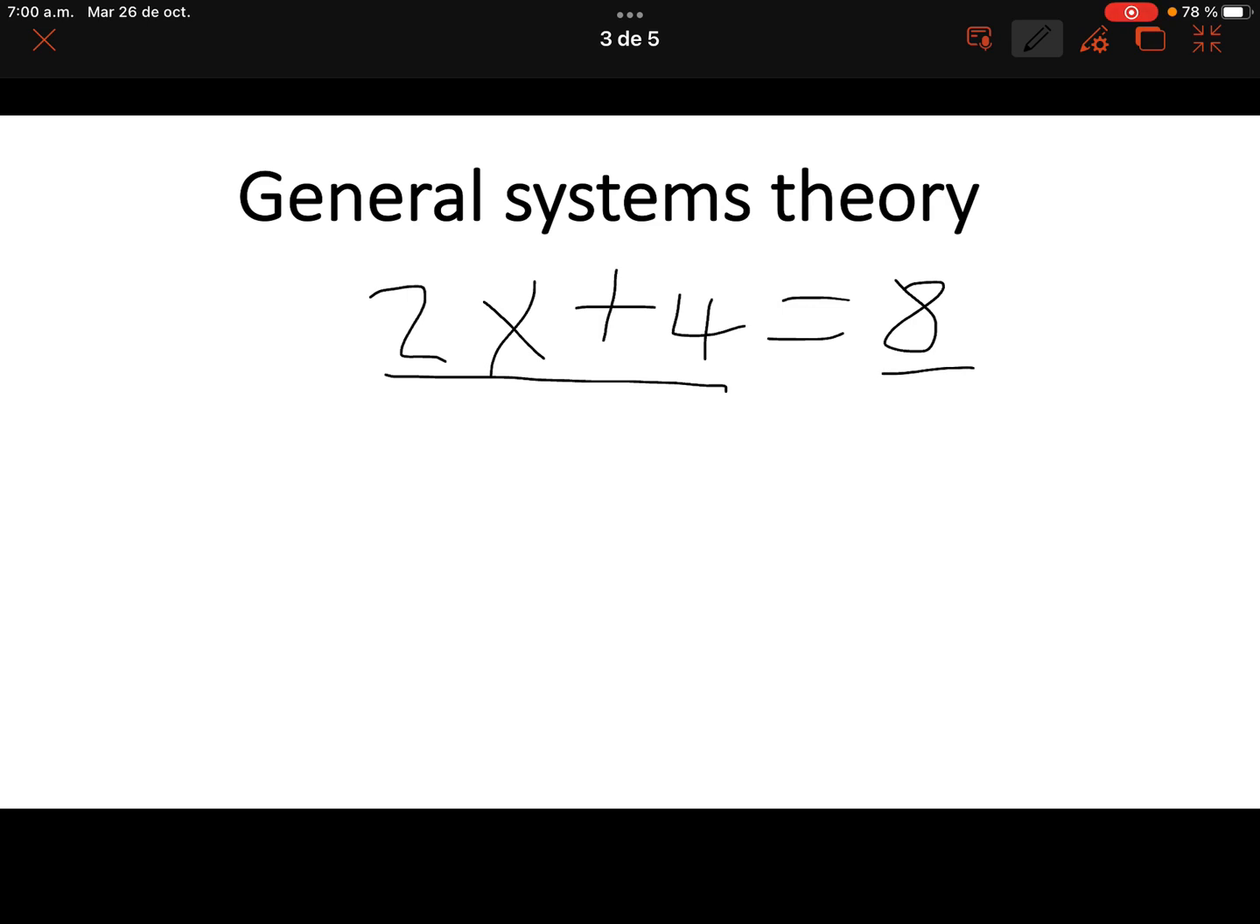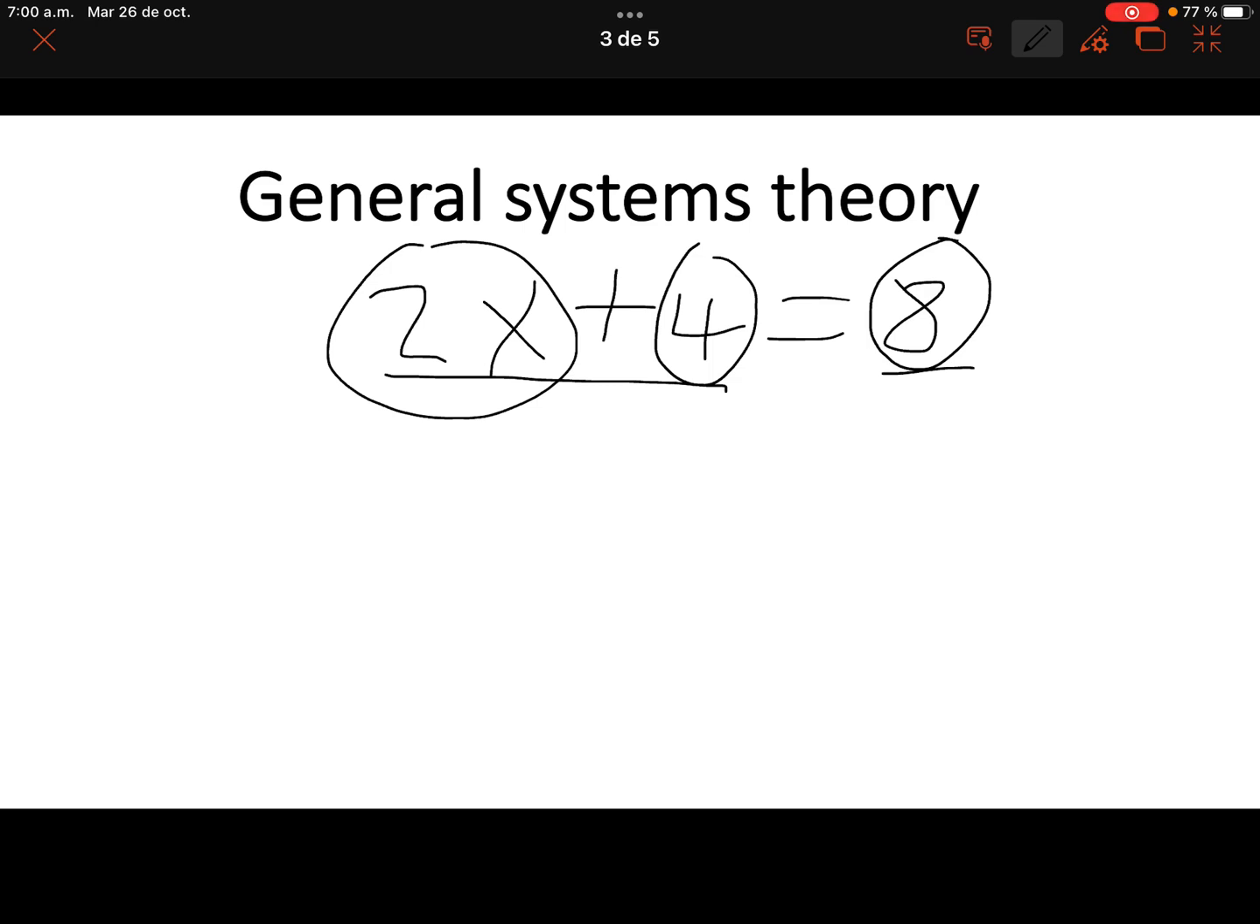But the left part is composed of parts too. 2x is this part, and 4 is another part, another term. The right part is composed of just one term. The term is 8. Now, the terms also can be composed of parts.